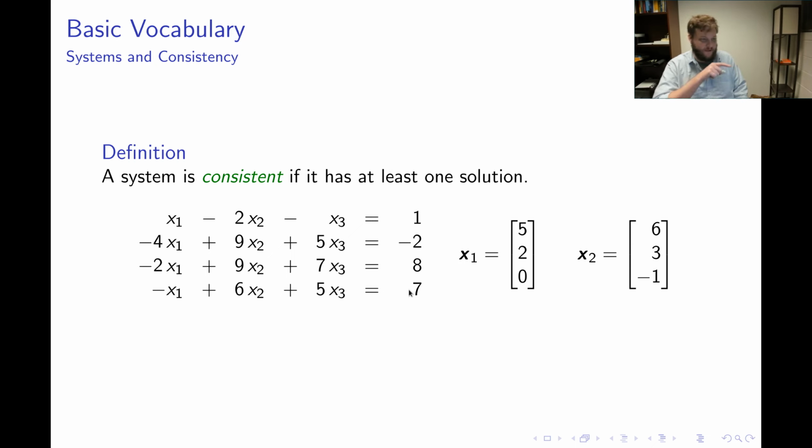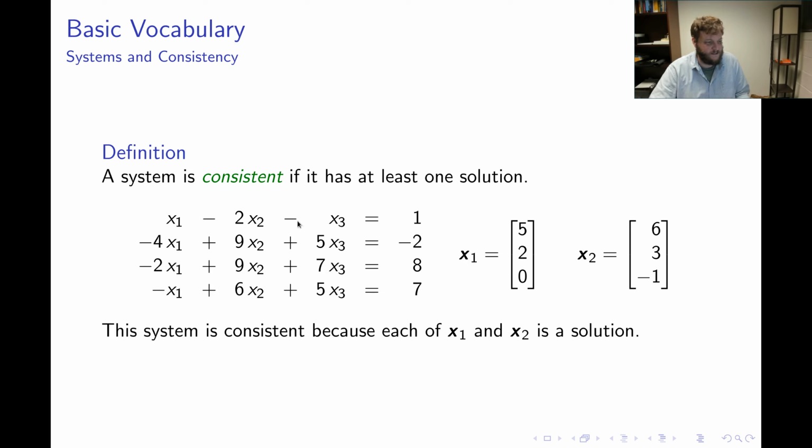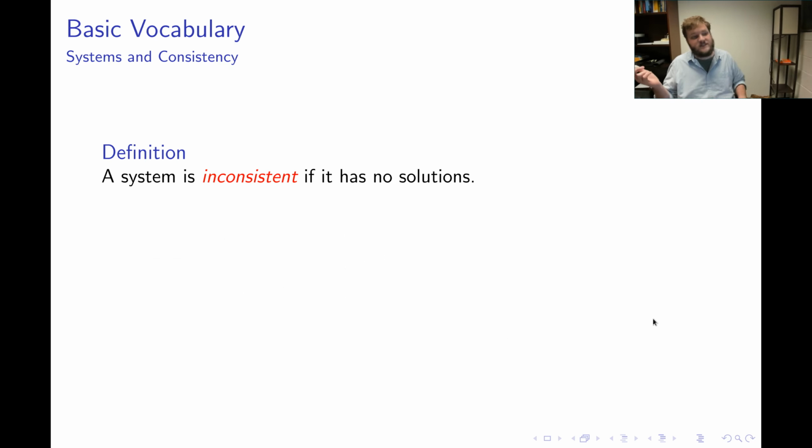Now, I went home and I played with these equations, and I found that if you set little x1 equal to 5, little x2 equal to 2, and little x3 equal to 0, that gives us a solution to the system. All 4 equations are satisfied. I also found that if you set little x1 equal to 6, little x2 equal to 3, and little x3 equal to -1, also all 4 equations are satisfied. So here I'm illustrating that this system has at least 2 solutions because we've written 2 down here, which means this system is consistent.